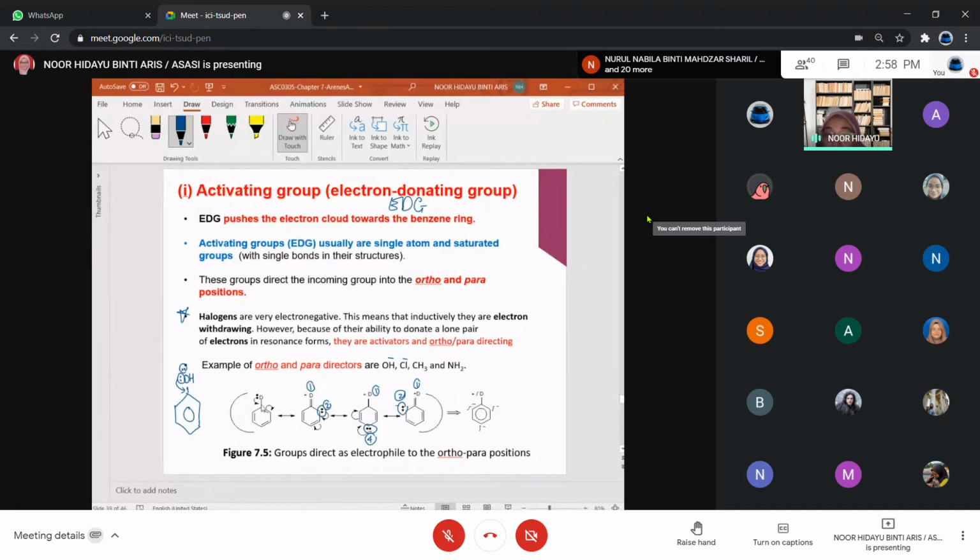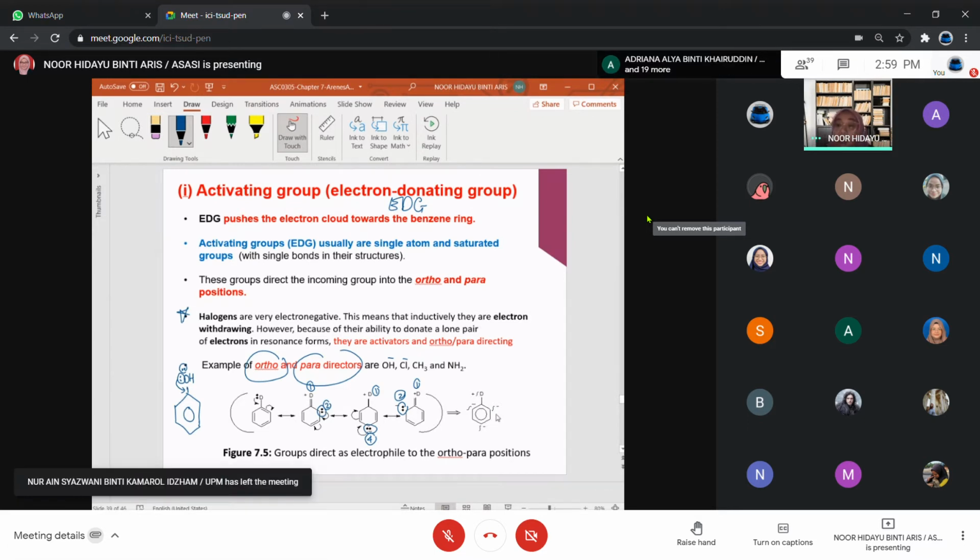So that's why dia kata bila you ada EDG yang bonded dekat you punya benzene, okay, nanti dia punya second substituent yang nak masuk, yang nak substitute the next hydrogen akan masuk dekat ortho and para director. So ortho 1, 2 and 1, 4 only. Okay, because at 1, 2 and 1, 4 the electronegativity ataupun dia punya electron density at carbon number 2 and carbon number 4 is high.